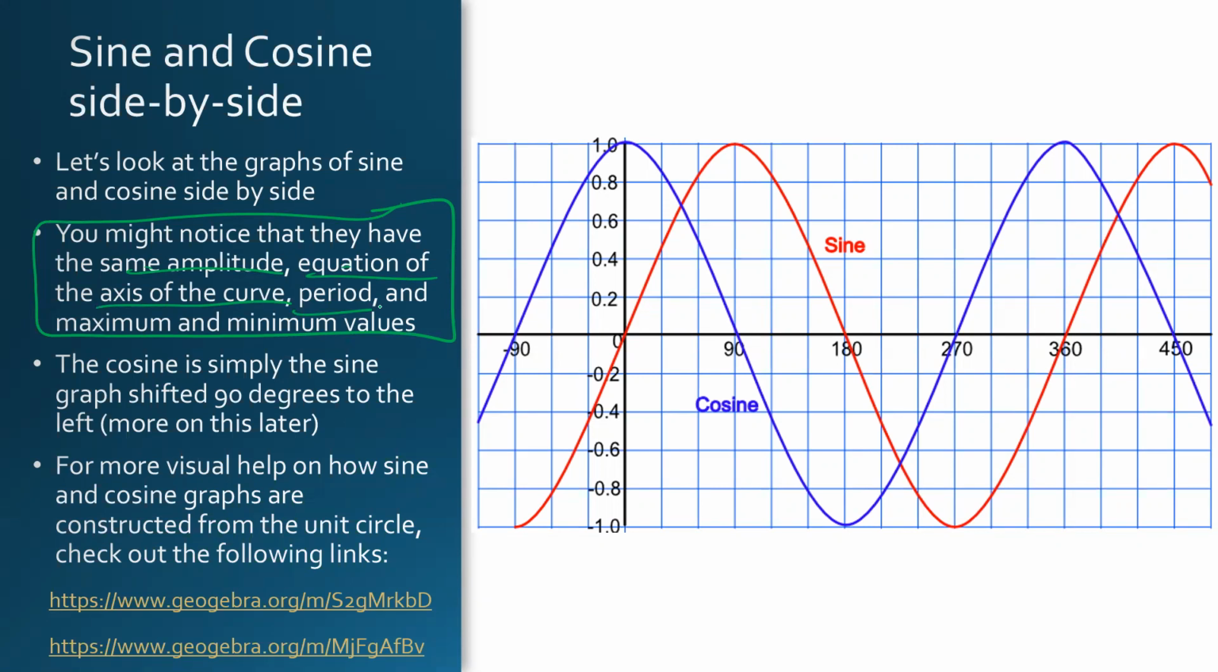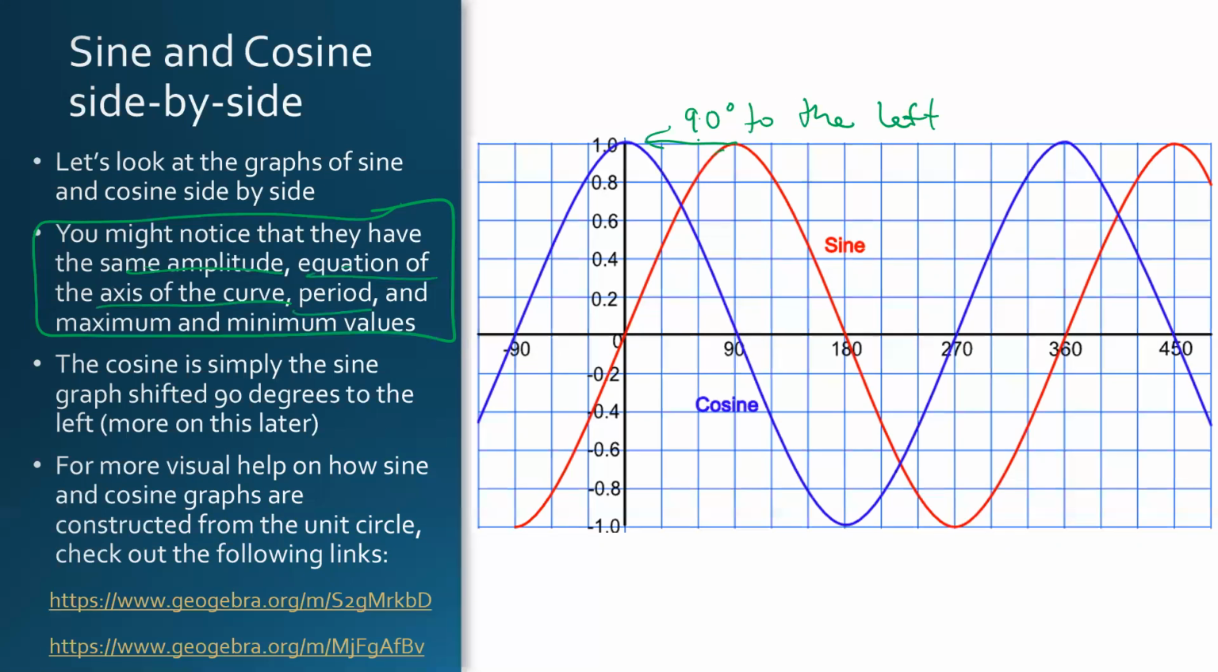What's the one big difference that I noticed? Well, they basically seem like the same graph. What's the only difference? Well, it just seems like this cosine graph is simply the sine graph shifted 90 degrees to the left, right? Which is hopefully reminding you of transformations. And we're going to talk about that. We're going to get to transformations and you're going to notice that they have a lot in common, right?